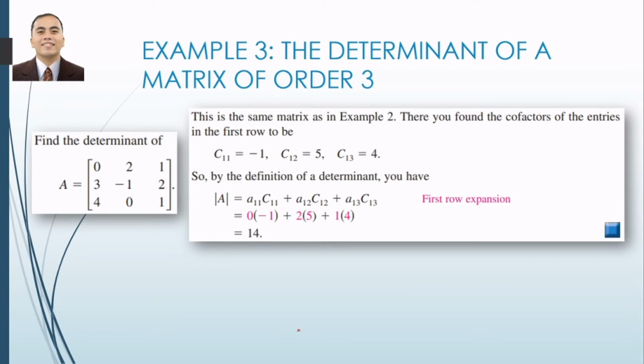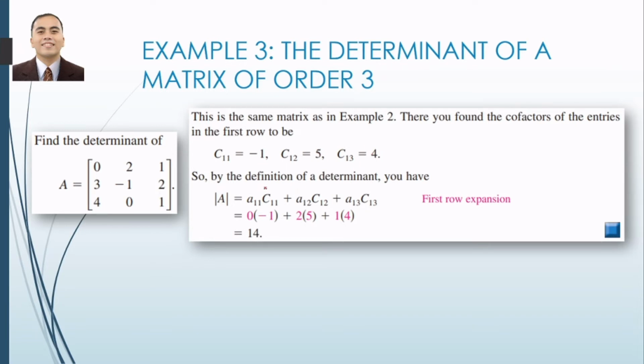Find the determinant of a matrix of order 3. For instance, we have this matrix A: 0, 2, 1, 3, negative 1, 2, 4, 0, and 1. This is the same matrix as in example number 2. There you found the cofactors of the entries in the first row to be C sub 1,1 is negative 1, C sub 1,2 is 5, and C sub 1,3 is 4.